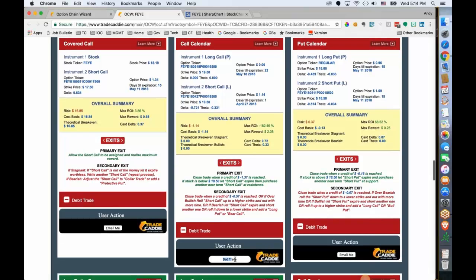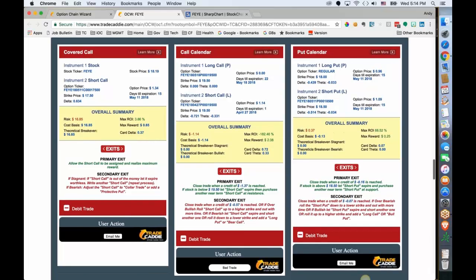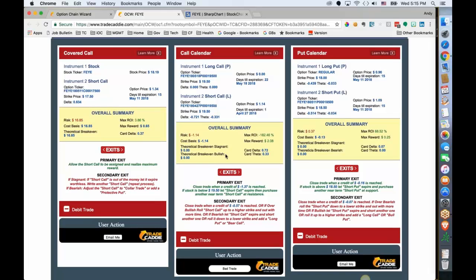And here it says that the call calendar for these two dates is 22 days out for the long, 1 day out for the short. And I think that's probably why. It's because we're not far enough out in time, April and May, for the call calendar. So it says this is a bad trade. Obviously, it's a bad trade. Maximum ROI is in the negative. Max reward is $2.08, and the risk is, so these numbers are not working for us.